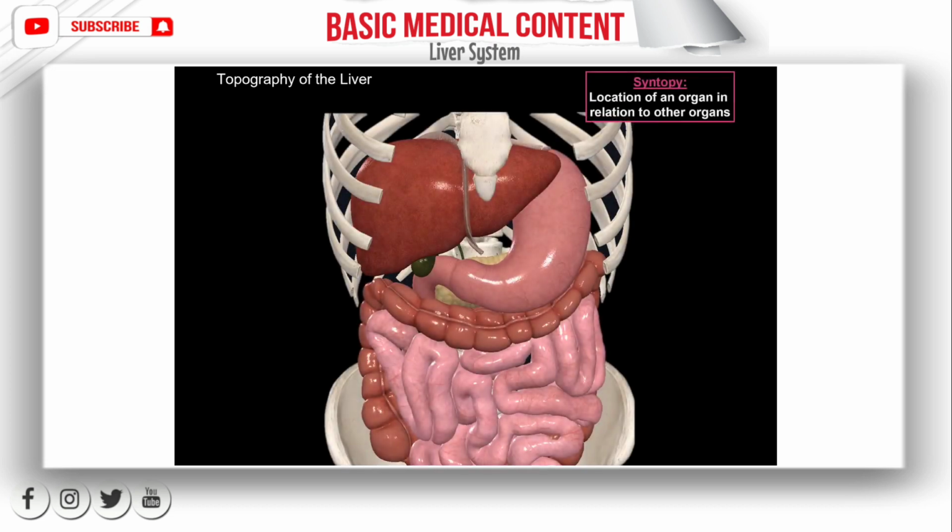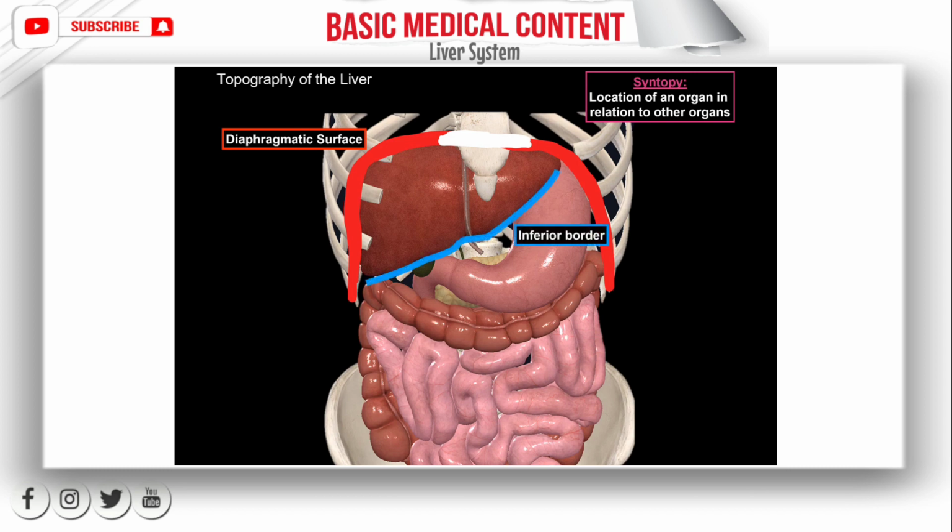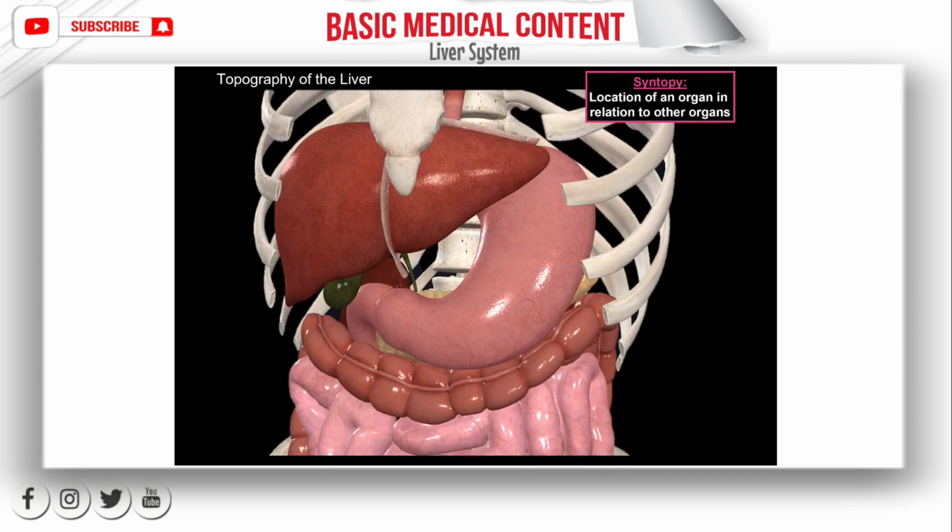Now let's do the syntopy of the liver, meaning its position in relation to other organs. Let's look at the superior border first. This is the surface we call the diaphragmatic surface, because you will find this perfectly drawn diaphragm resting on it, as you see here. And then the inferior border, we call this the visceral surface, meaning the surface that faces different organs. So let's go ahead and zoom in.